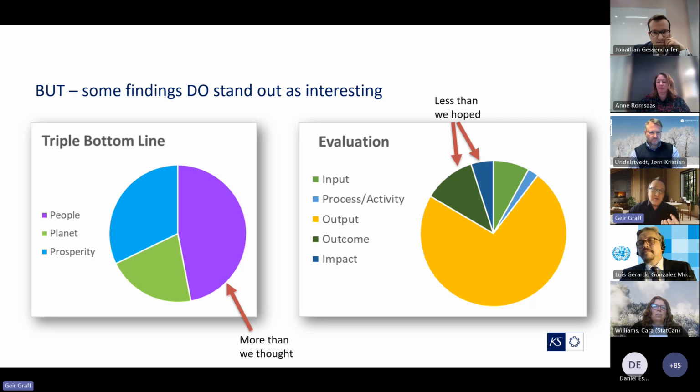So from our point of view, how can we measure sustainability if we don't focus on effect or impact or outcome, the things that happen after we have done things? It's not easy to measure, but to see that so much only measured output and so little measured effect, that was actually a quite interesting finding.